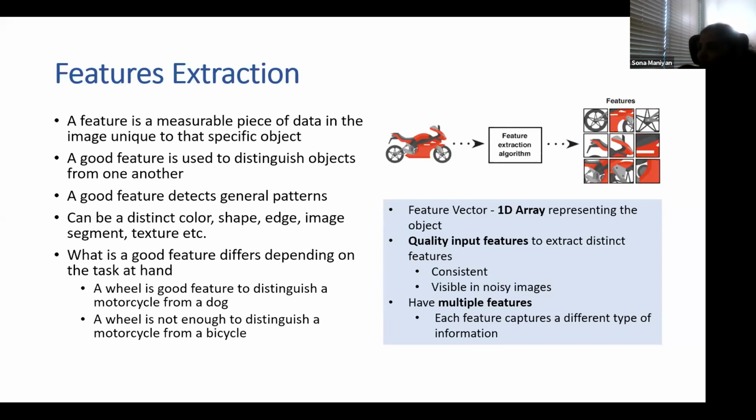Features can be distinct colors, shapes, edges, image segments, and then you also need to think about what is a good feature. So here the example is a wheel is a good feature if you want to distinguish between a motorcycle and a dog, but it may not be the best feature when you want to try and distinguish a motorcycle from a bicycle. So again, something to think about when you are choosing the images, or when you're feeding different images with different labels into an algorithm, is that the features should capture some unique or important type of information about that image.